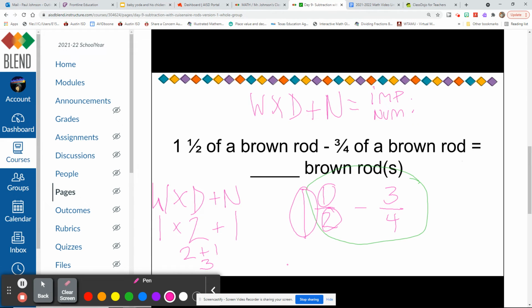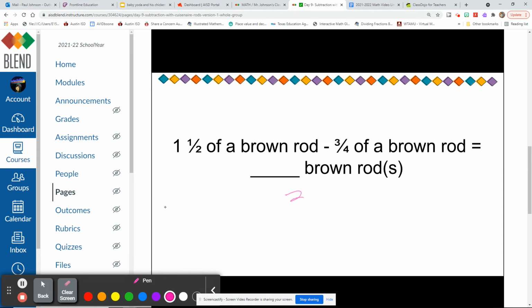So what we have here, I'm going to rewrite the problem. Our problem is 3 halves minus 3/4. All right. Remember, the way that we got that is whole times denominator plus numerator. And with 1 1/2, that was our whole 1 times our denominator 2 plus our numerator 1. That's what gave us the answer for 3. And we kept the same denominator that we originally have. So 3 halves.